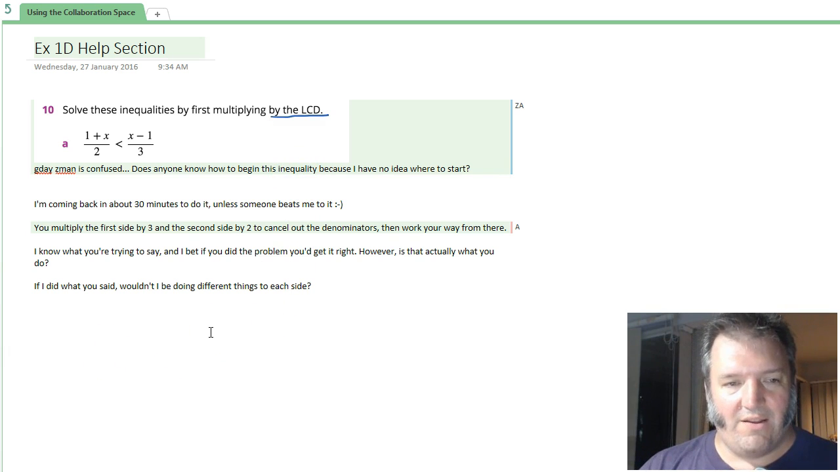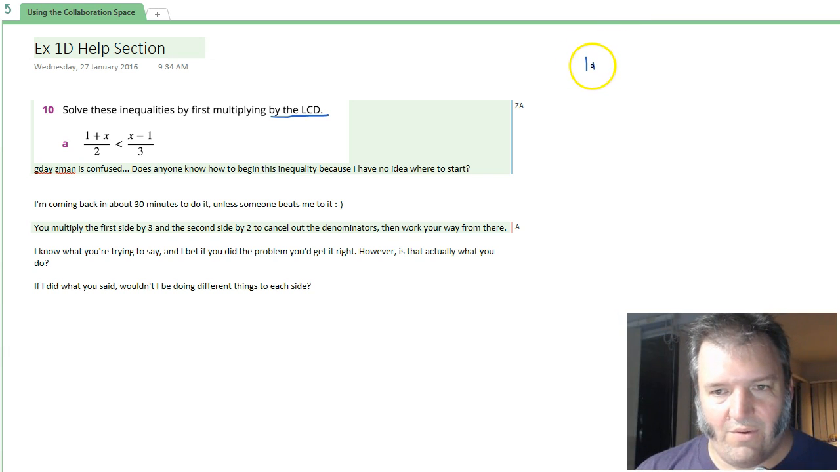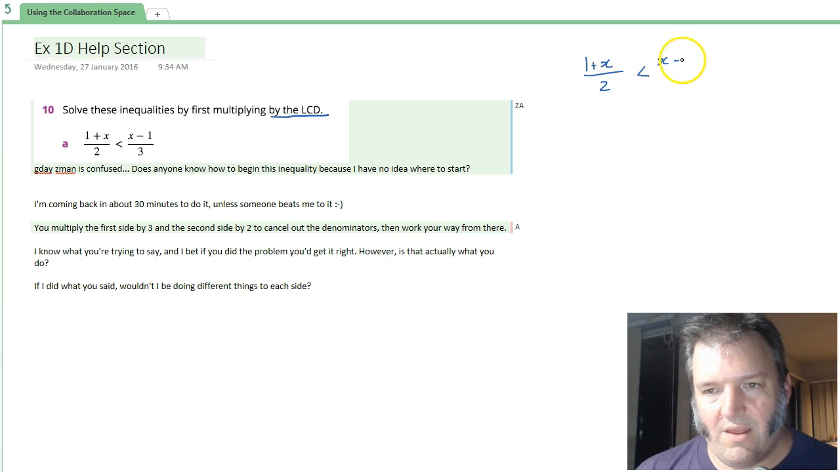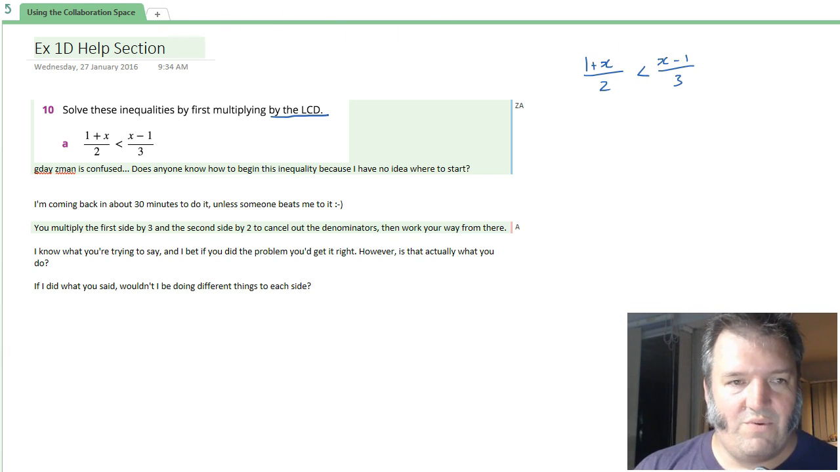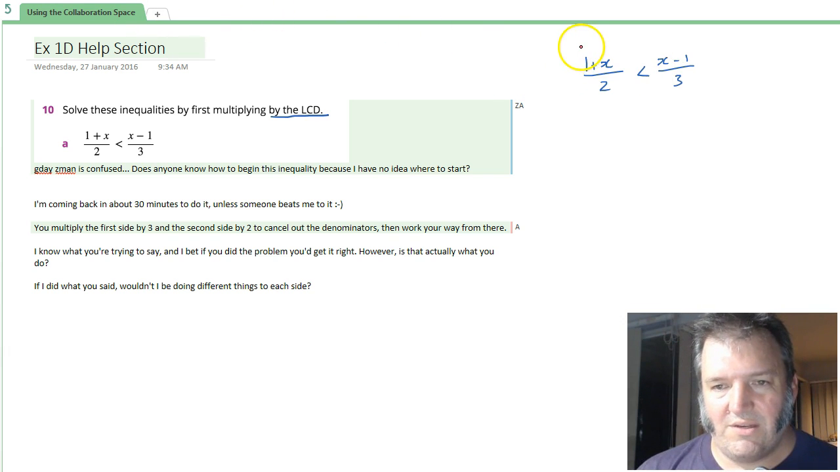Then we'll be fine. So here I've got an expression. I'm going to work over here on the right. 1 plus x divided by 2 is less than x take 1 divided by 3. And yes, same as when we solve linear equations, and we did this just the other day. What do we want to do? We want to make our life easy. We want to get rid of those denominators.